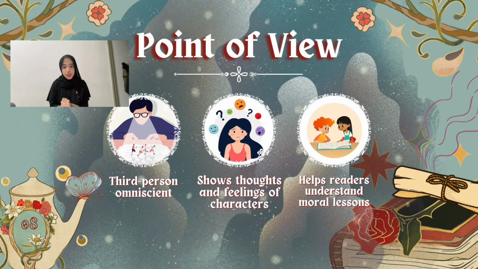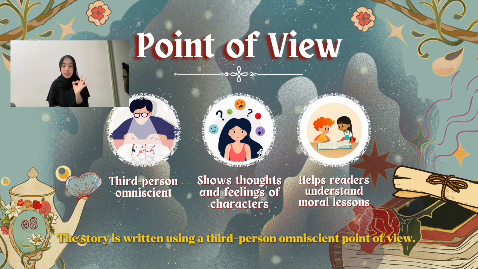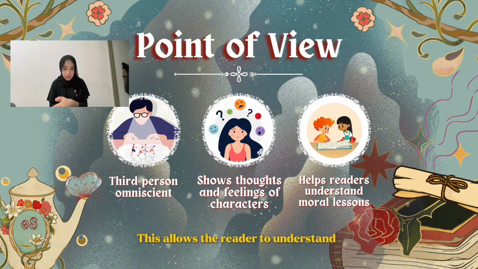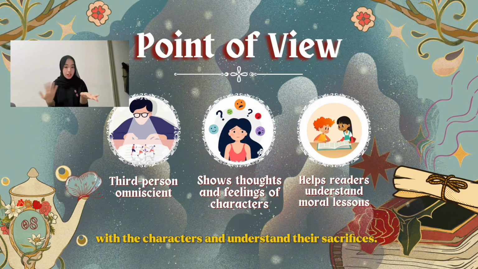Point of view. This story is written using a third-person omniscient point of view. This allows the reader to understand the emotions and the thoughts of both the Happy Prince and the Swallow. Because of this point of view, readers are able to connect emotionally with the characters and understand their sacrifices.